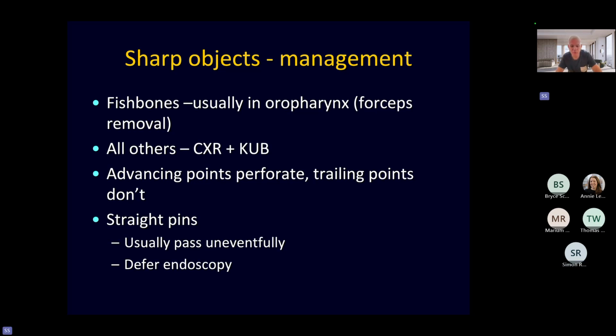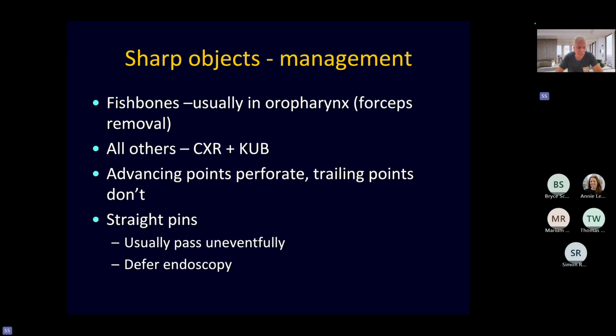You get a call from the emergency room. I got a kid who swallowed a 1-inch screw. What are you going to tell him? I think that's pretty similar to a pin if it's already in the stomach. It's going to probably pass.